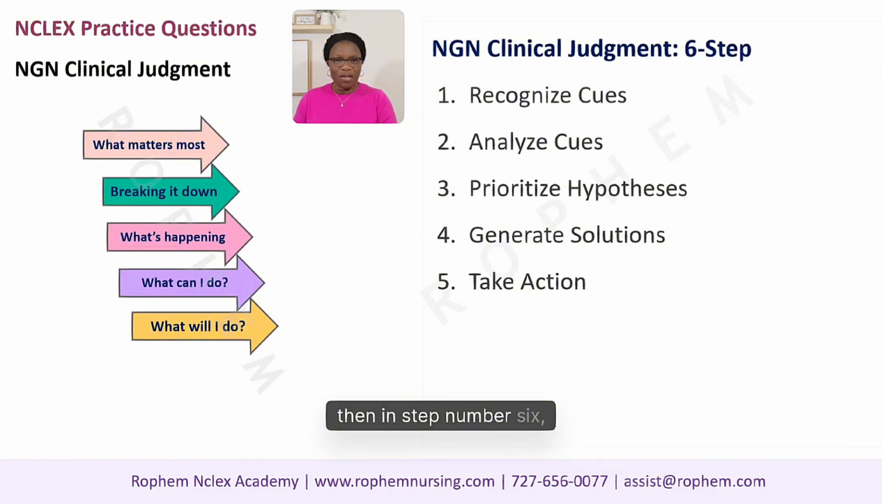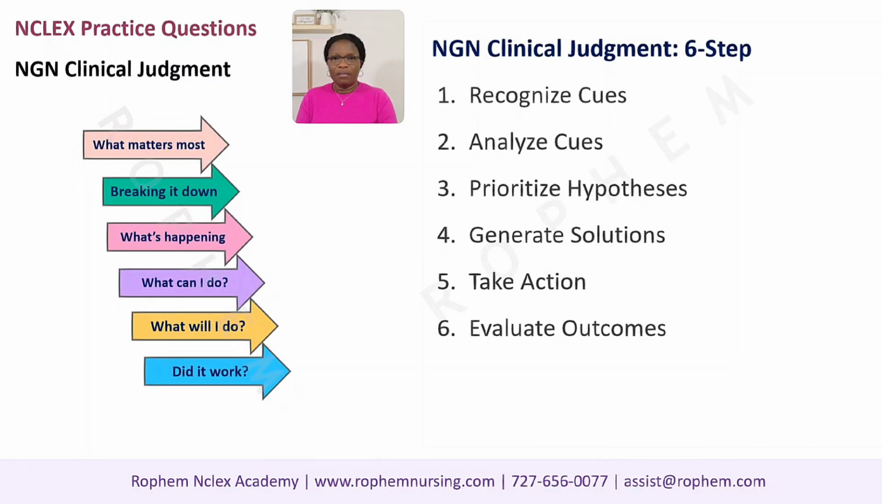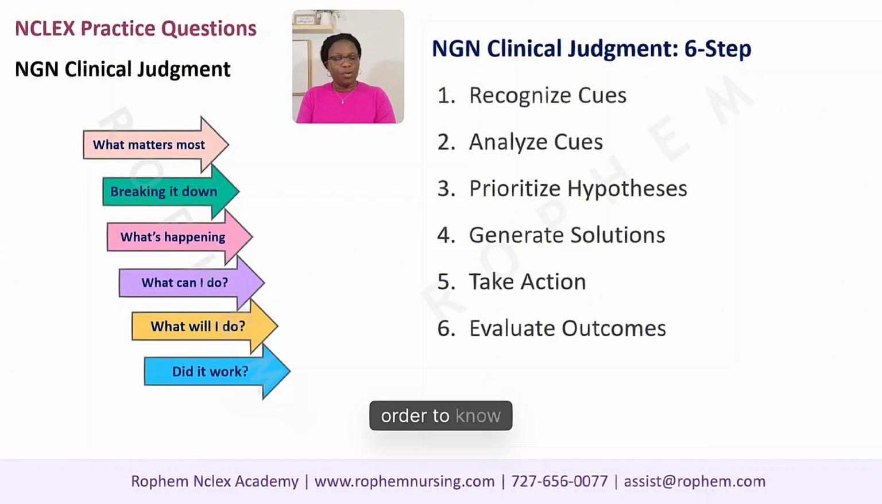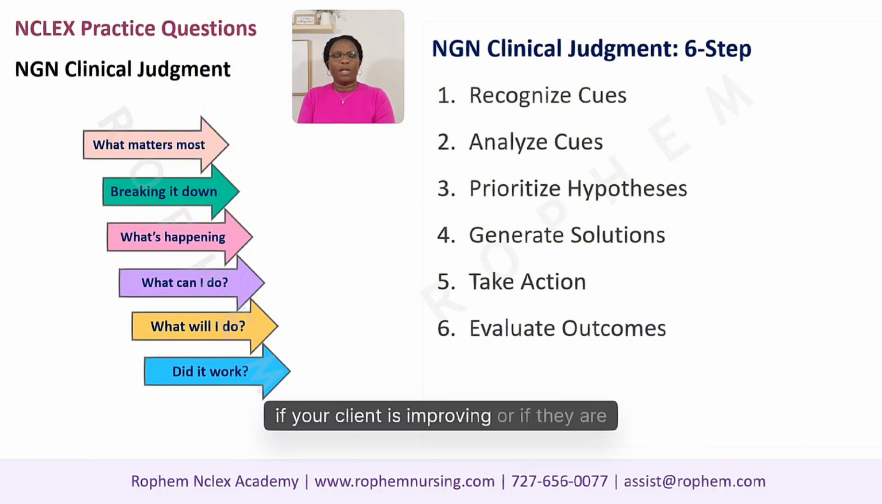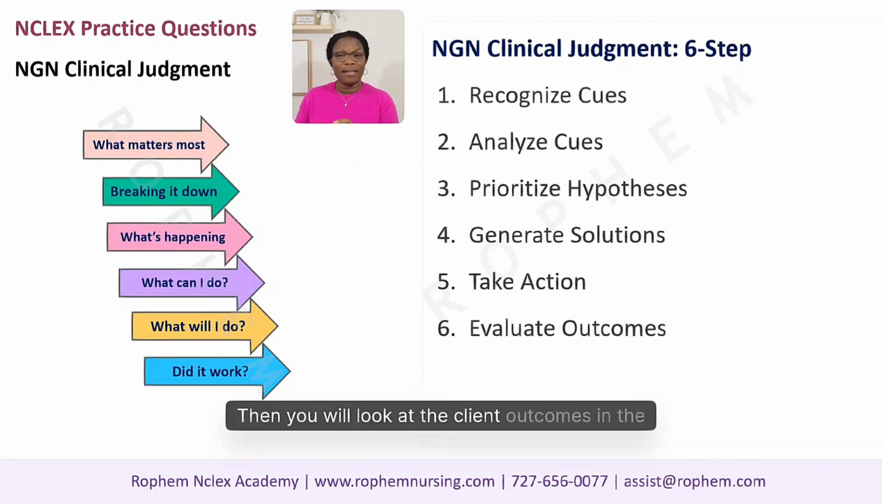Then in step number six, you will evaluate the outcomes. This is where you ask yourself the question, everything that you have done, did it help? Decide which client assessment findings you need because you need to know what you will look for in order to know if your client is improving or if they're declining. Then you will look at the client outcomes in the situation to see if the expected outcomes were met.